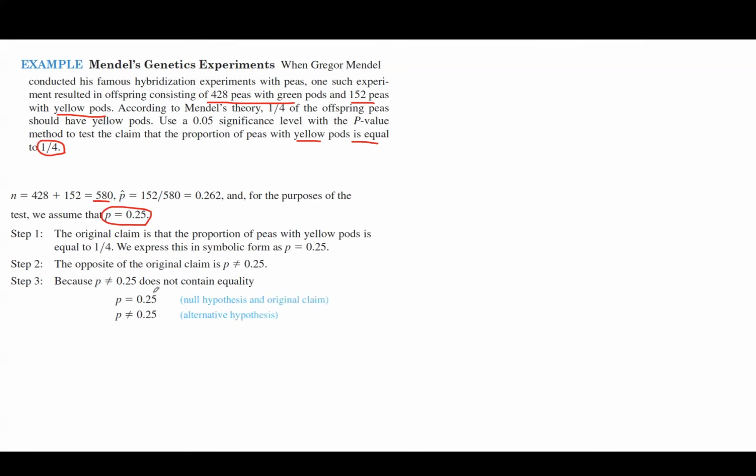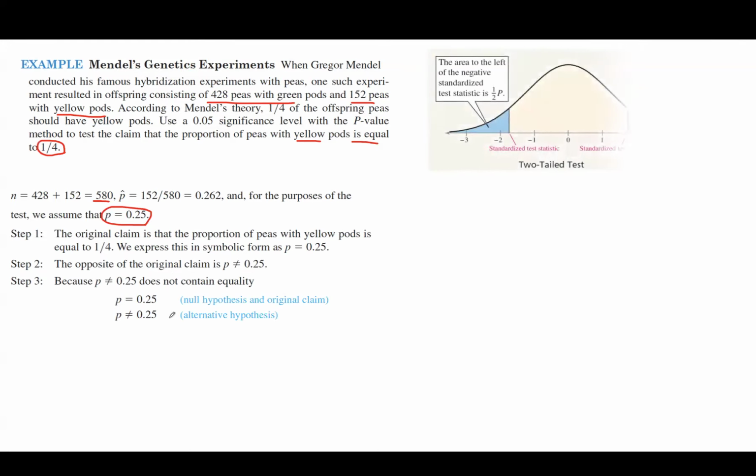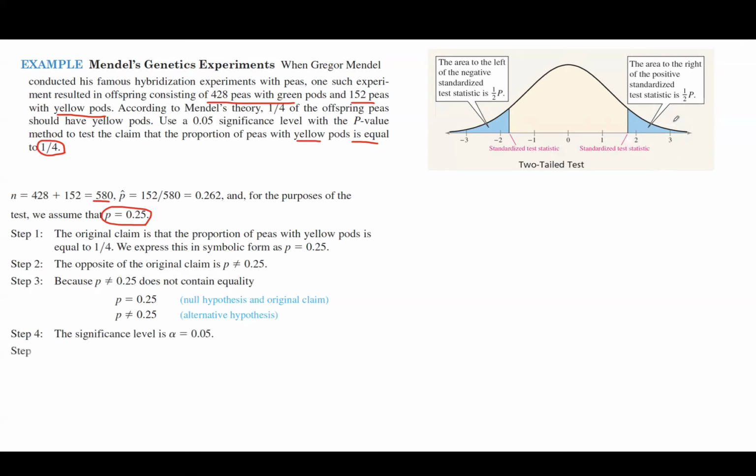So the null hypothesis says the population proportion is 1/4 or 25%. The alternative hypothesis says it's not, less than or more than. You have a two-tail test. Since you have a two-tail test, half of the p-value is on the left, the other half is on the right. The significance level is 5%. Now, what are we going to do?